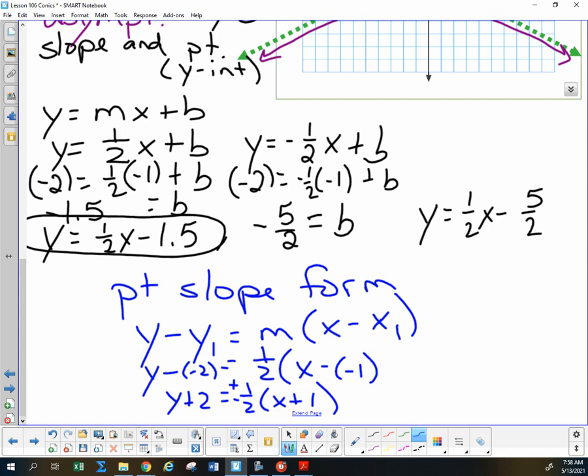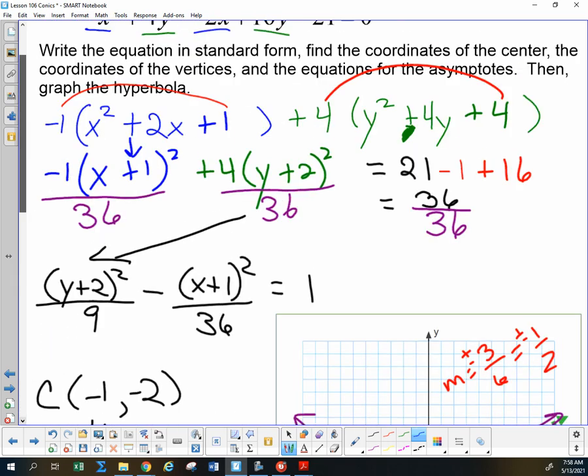Questions on that? And you guys all remember the same process that we did up here with completing squares, if it's a parabola, or if it's a circle, or if it's an ellipse. We've done plenty of those problems.